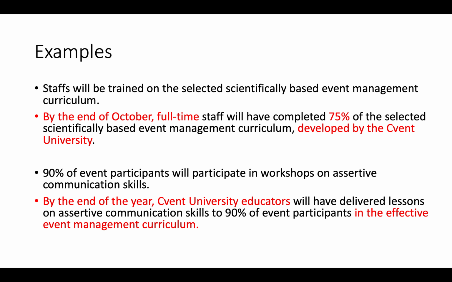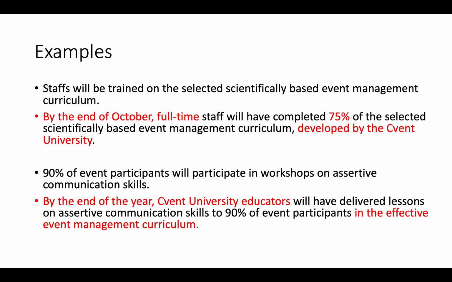The second one, in order to be a SMART objective, we revise like this. By the end of this year, CVent University educators will have delivered lessons on assertive communication skills to 90% of event participants in the effective event management curriculum. So we add a lot of information to be specific and also to make sure it's time related. They are just two examples for you to use in the future on how we can set up SMART objectives.